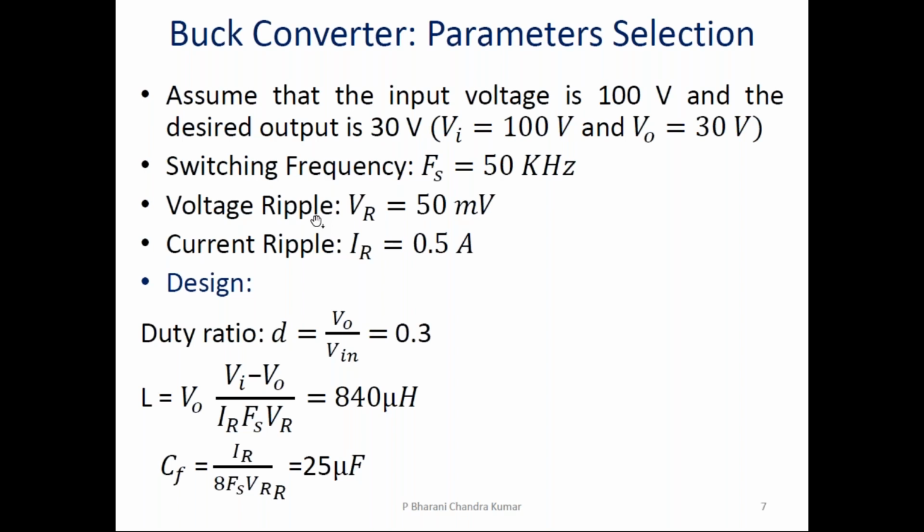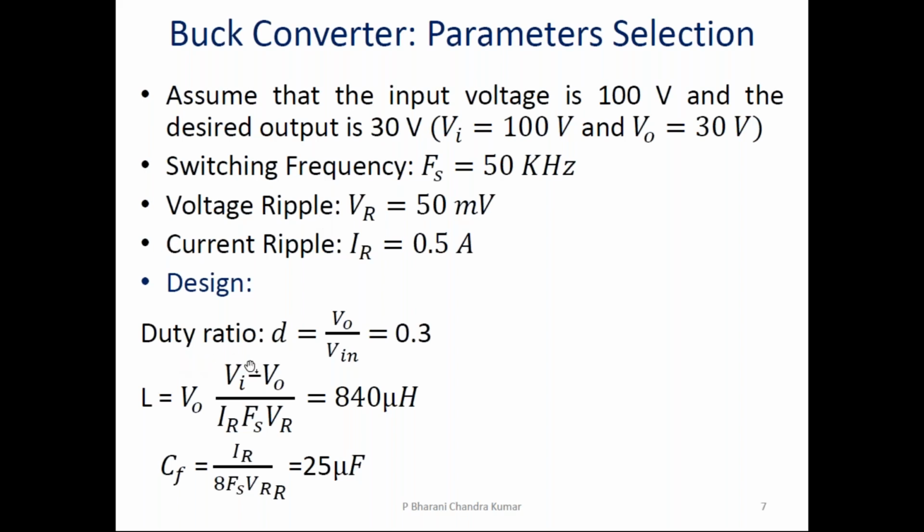Sir, how is the switching frequency selected as 50 kilohertz? This I assumed based upon the available MOSFET. I assume that my MOSFET has a switching frequency of 50 kilohertz, and generally this is given by the supplier in the data sheet, where you can get it.